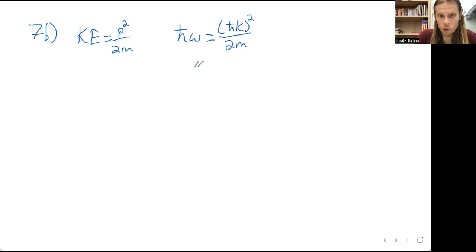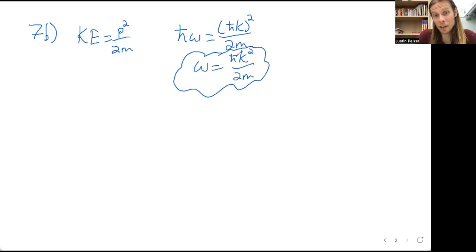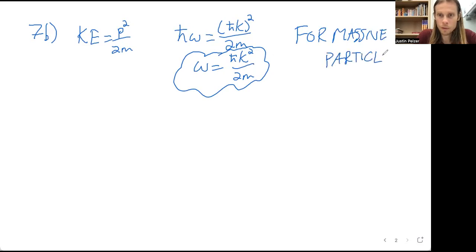I'm doing the question for you right now because I think it would be a little confusing. That h bar cancels with that h bar squared, and you get h bar k squared over 2m is the relationship between omega and k. So this is how they are related to each other in a massive particle situation. So for massive particles, that's how they need to be related.